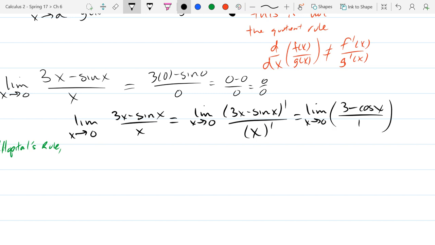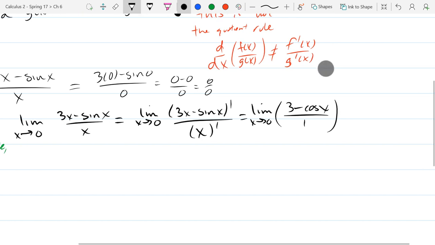So good news is, our x turned into a 1. So no chance we're going to have another problem. The denominator is just 1. So we can go ahead and take the limit now. And we get 3 minus cos 0 over 1.